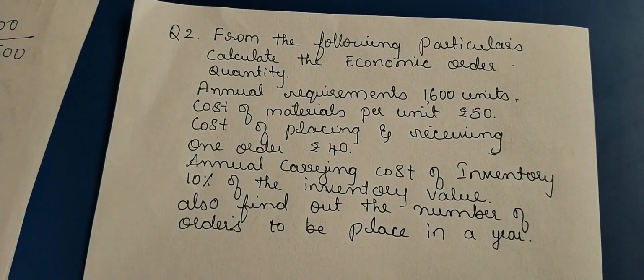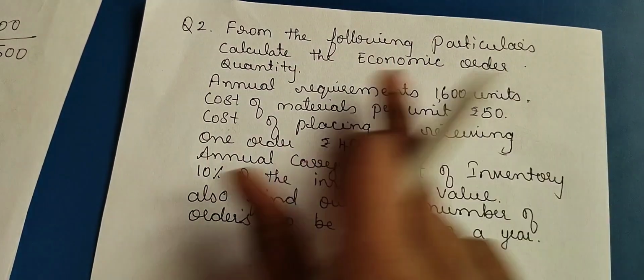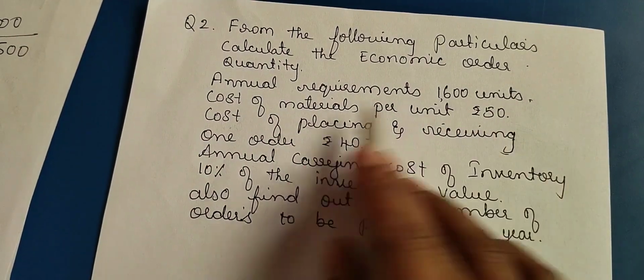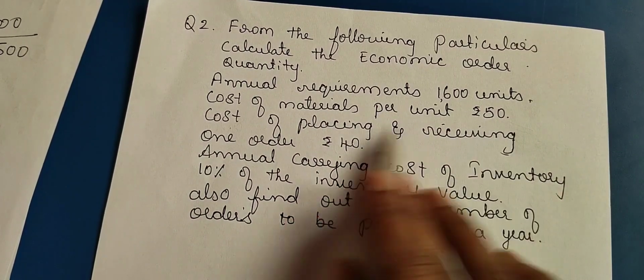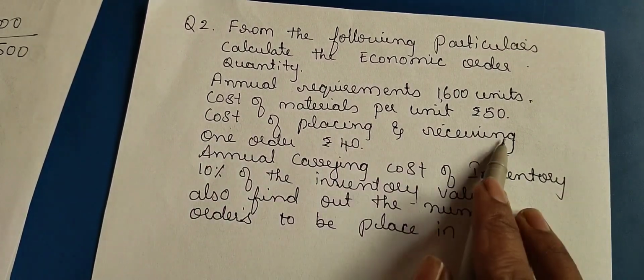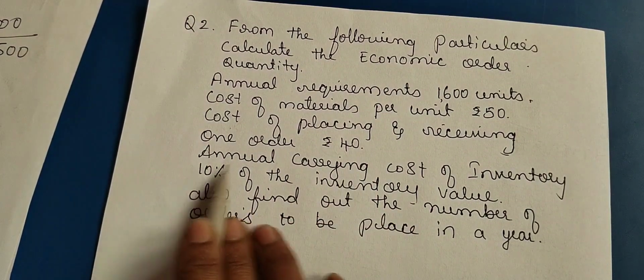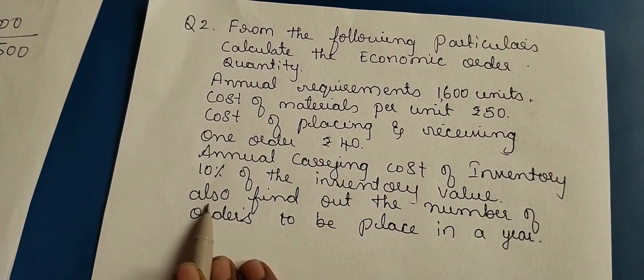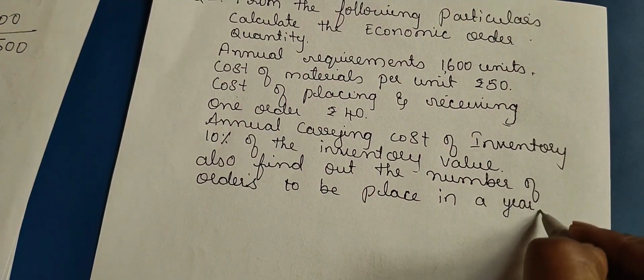Now we'll solve one more question. From the following particulars, calculate the economic order quantity. Annual requirement is 1,600 units. Cost of materials per unit is rupees 50. Cost of placing and receiving one order is rupees 40 per order. Annual carrying cost of inventory is 10% of the inventory value. Also find the number of orders to be placed in a year.